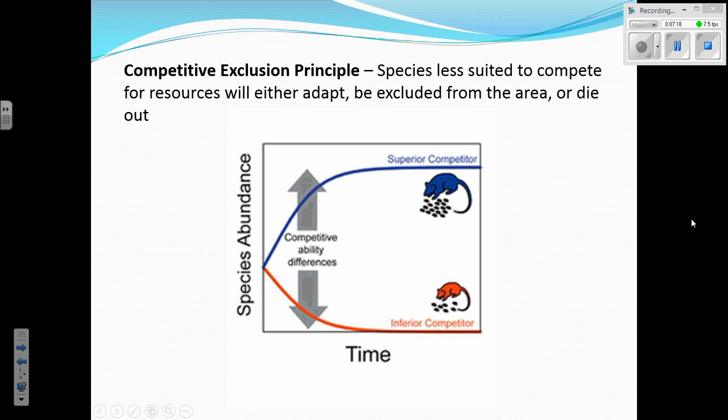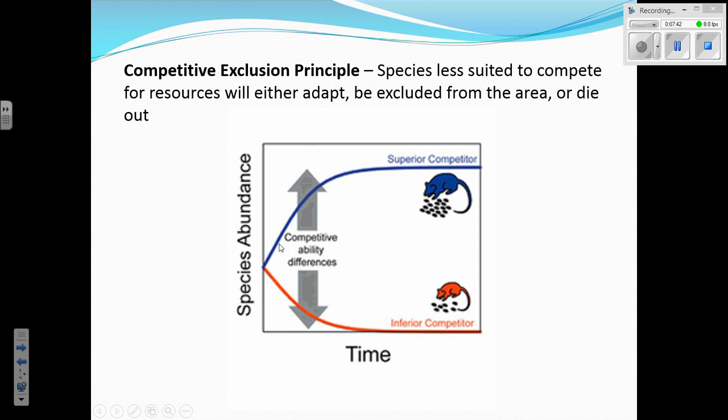And when thinking about competition, there is something called the competitive exclusion principle, where species that are less suited to compete for resources will either adapt, be excluded from the area, or eventually die out. There's always competition going on in the communities, like I said before. So here's a good way to visualize it. This is competitive ability differences.